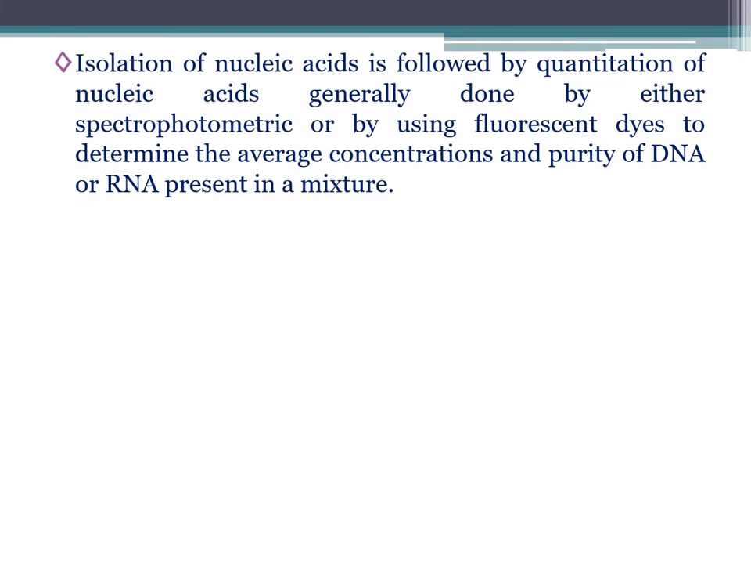Once the nucleic acid is isolated, quantitation can be done. Isolation of nucleic acids is followed by quantitation of nucleic acids, and it is generally done by the use of either a spectrophotometric method or by using fluorescent dyes to determine the average concentration and purity of DNA or RNA present in a mixture.